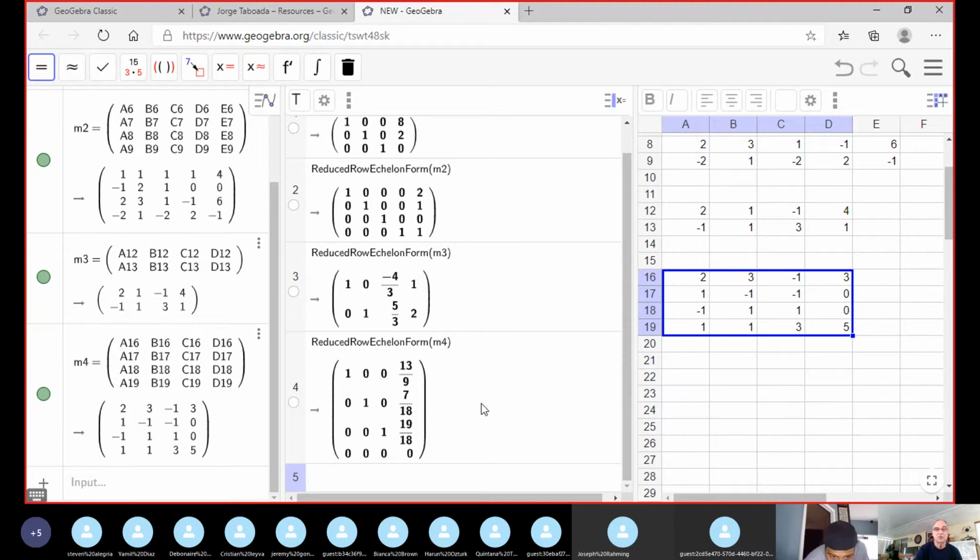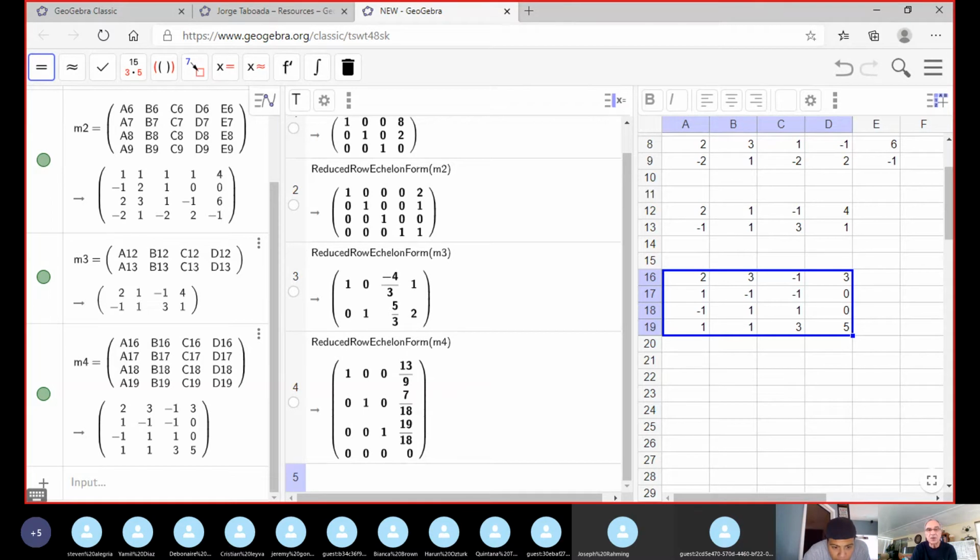Interpretation of this. What do you think? We have a solution, infinitely many solutions? Infinitely many solutions? One solution? I created this example intentionally to confuse you.